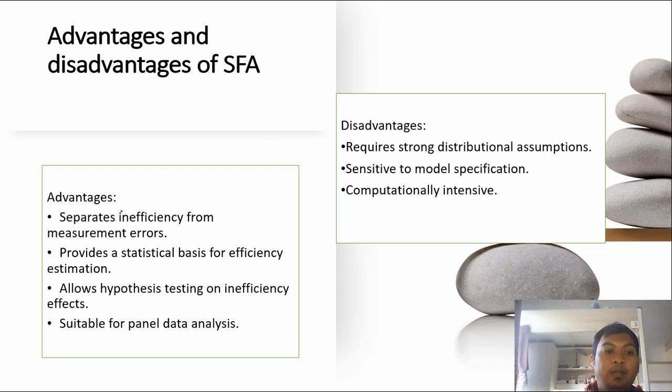The advantages of SFA: the first is it splits inefficiency from the measurement error. Second, it provides a statistical basis for efficiency estimation, allows hypothesis testing on inefficiency effects, and is suitable for panel data analysis. But the disadvantages are that it requires strong distributional assumptions, is sensitive to model specification, and the last is that it is computationally intensive. Yes, because I already tried using Excel to calculate the SFA, but it is very complex and difficult to solve in Excel.